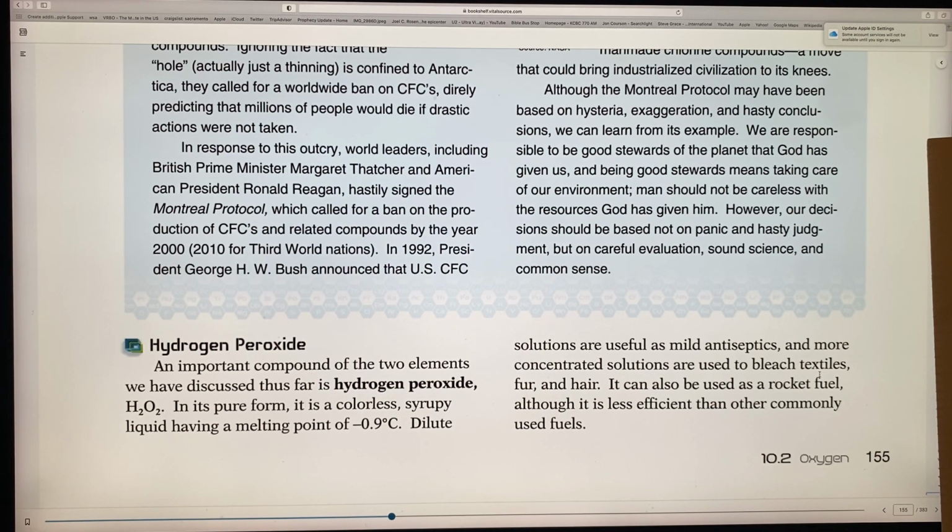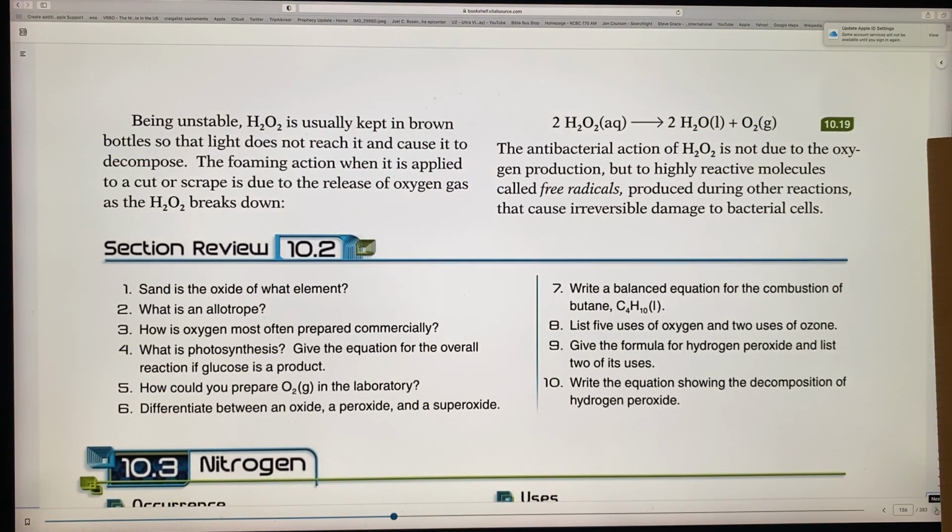And they usually put hydrogen peroxide in brown bottles. Why do you think they put it in brown bottles? I find that they put it in brown bottles because it reacts to light. The light would decompose the peroxide.